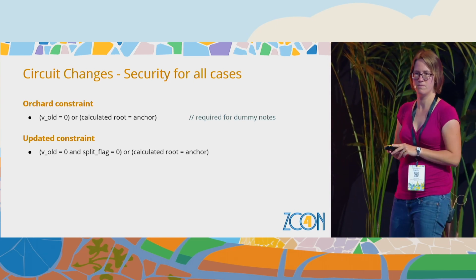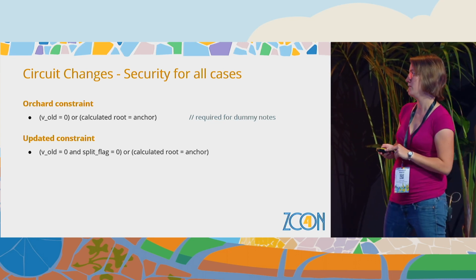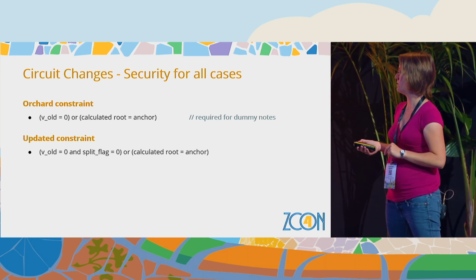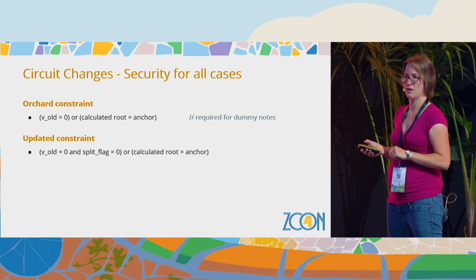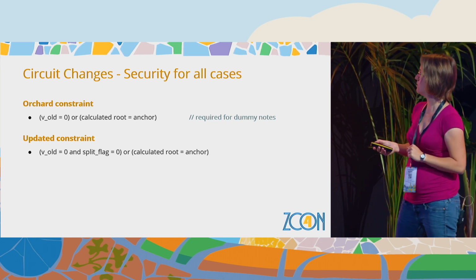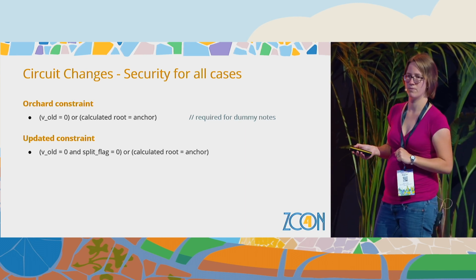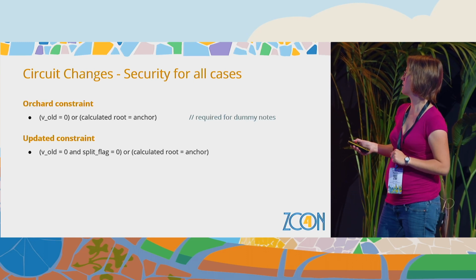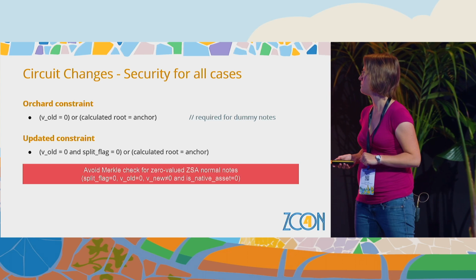Is it secure? Did we study all possible cases? No, because we could have a normal note which is a ZEC asset, and we did not study this case. For a normal note which is a ZEC asset, we could have vOld equal to 0, and we would not check that the note is inside the Merkle tree, but we would like to check it.